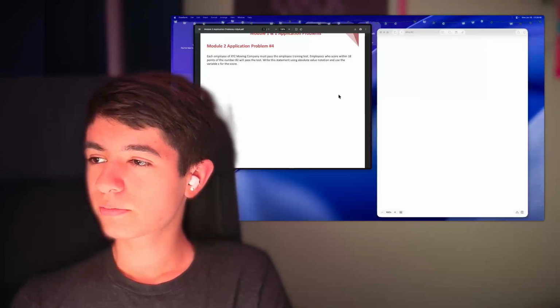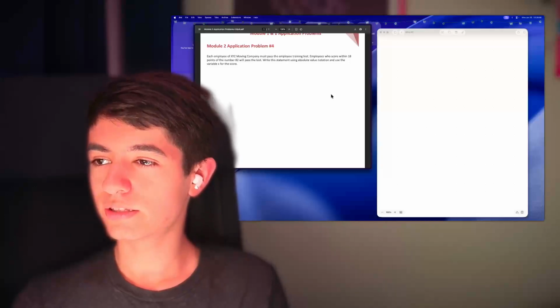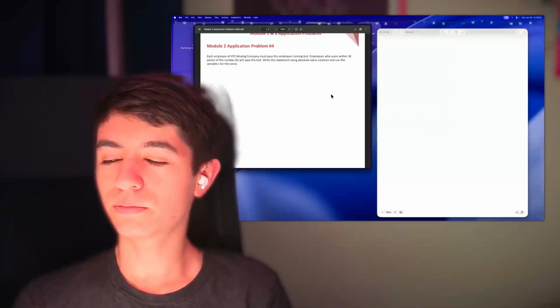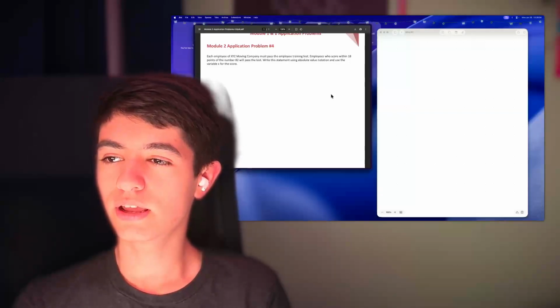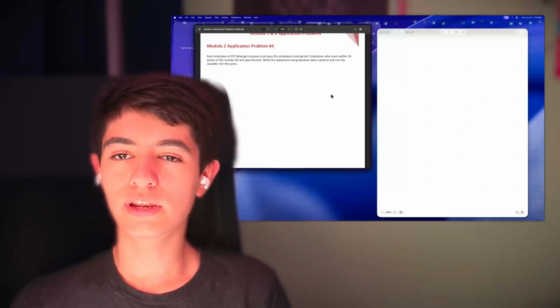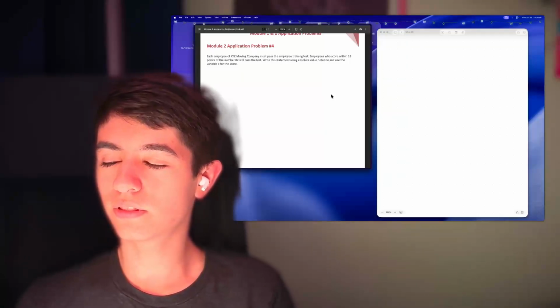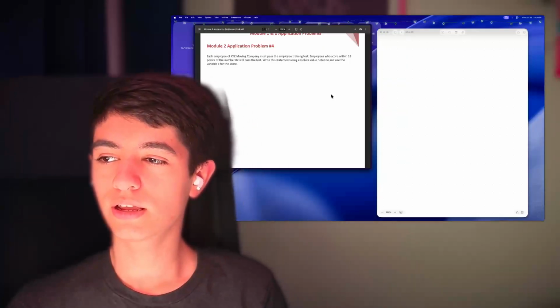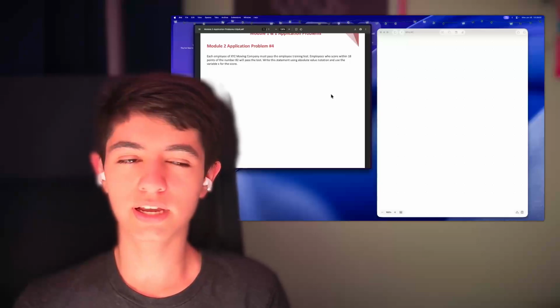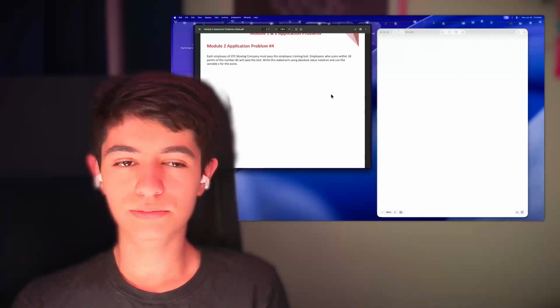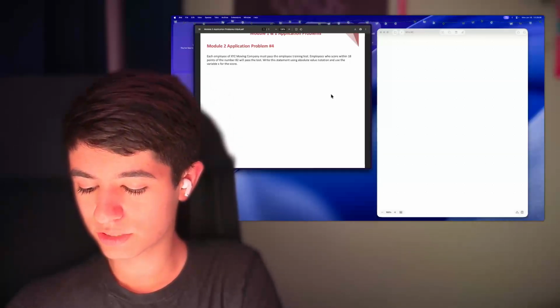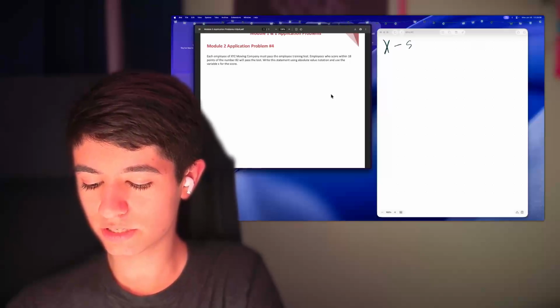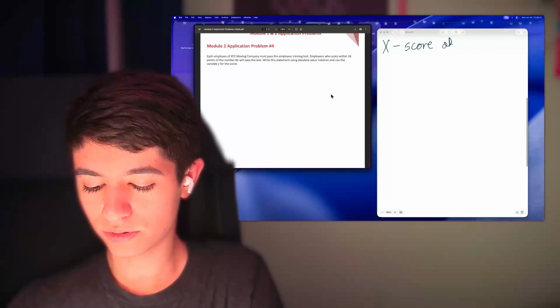In this problem, we have a moving company, and in the moving company, employees must pass a training test. And employees who score within 12 points of 82 will pass the test. And we need to write a statement using absolute value notation that represents this problem. So starting off, X represents the score of the employee.